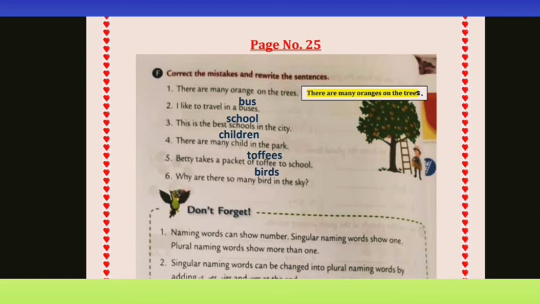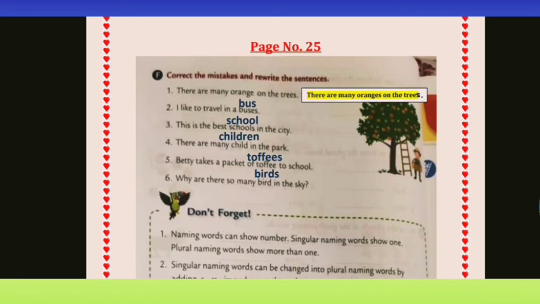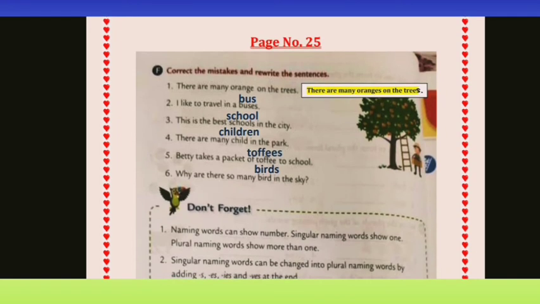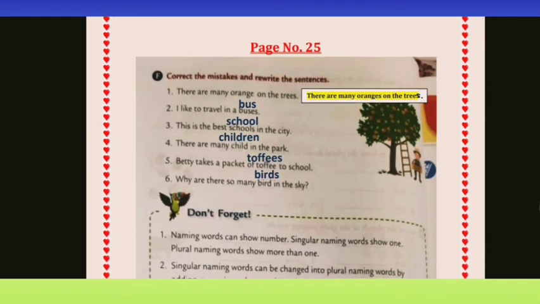Let's see first part. There are many orange on the trees. You can find the mistake, students. In the sentence, are is coming, but they have written orange. Orange means one orange. So we have to change orange into a plural form. We will write oranges, and you have to write the complete sentence again. It will become, there are many oranges on the trees.